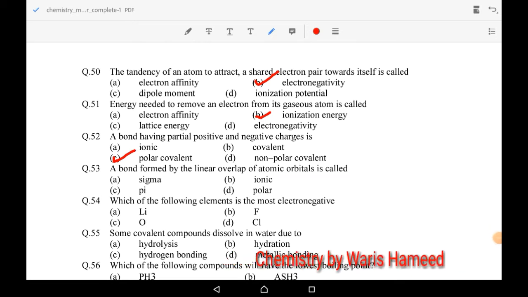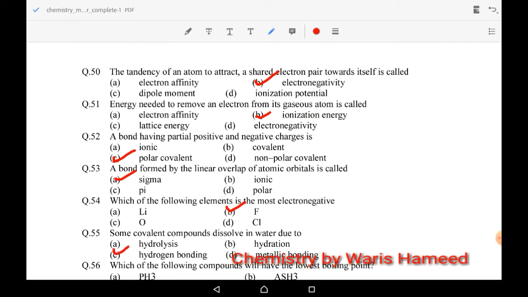Next MCQs. The bond formed by the linear overlap of atomic orbitals is a sigma bond, and side by side overlapping forms a pi bond. Which of the following elements is the most electronegative? According to Pauling, fluorine has the most electronegative value, which is 4, and cesium and francium have 0.7 electronegativity value.